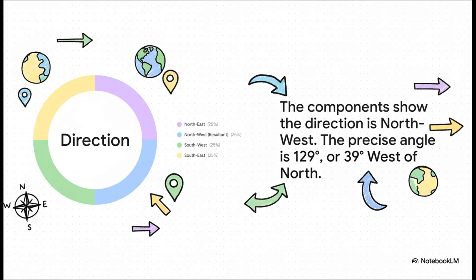But wait, we're not done yet, right? We still need the which way, and the components tell us that too. Since the x component is negative, which is west, and the y component is positive, which is north, we know for a fact our final direction has to be somewhere in the northwest quadrant. This is huge, because it helps us find the precise angle, 129 degrees, and avoid those common calculator errors.